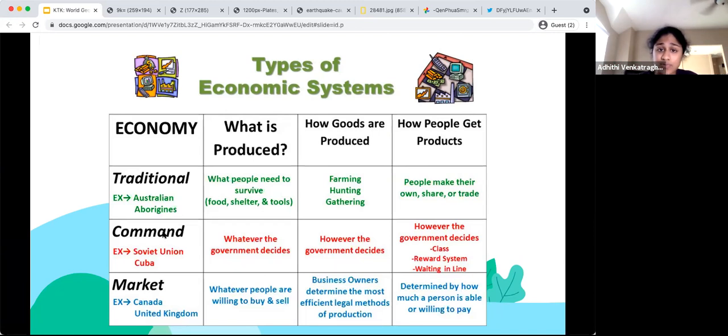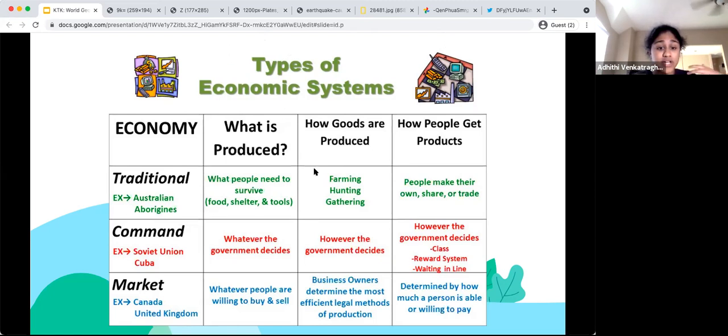A command economy would be a place like the old Soviet Union or Cuba. Whatever is produced is what the government decides, goods are produced however the government decides, and people get the products however the government decides. This was also what happened in an absolute monarchy system, which was way back in England in the medieval days, which is what caused King John to sign the Magna Carta, and which is what caused the people to want a little bit more freedom.